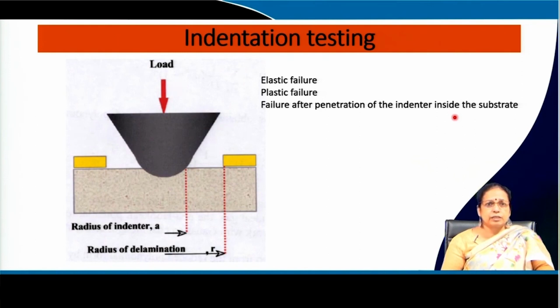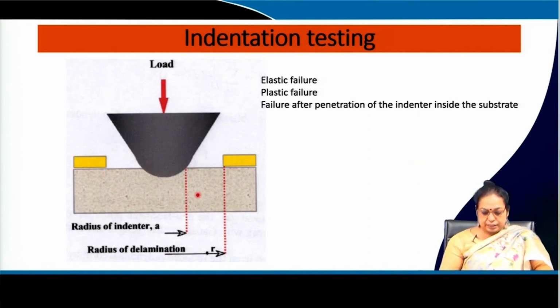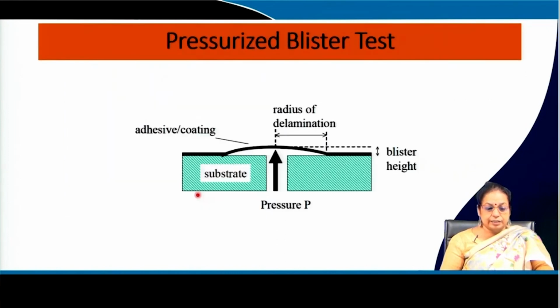If there is elastic failure, naturally you will find that there is delamination of the component even in the elastic range. If it is plastic failure, you will find that there would be subsequent plastic deformation and failure. And if there is penetration of the indenter without any kind of failure, you can say that this is having very good resistance to the indentation.